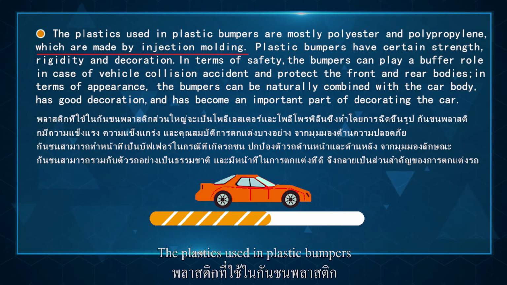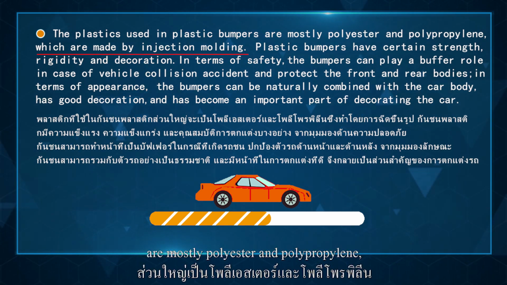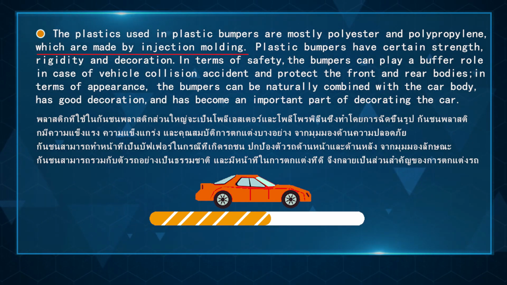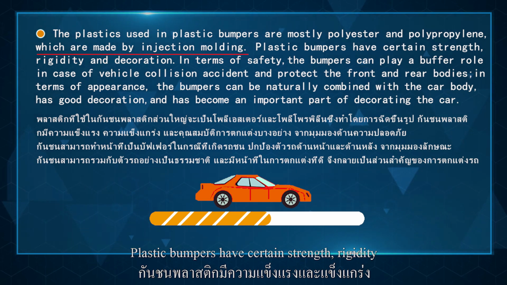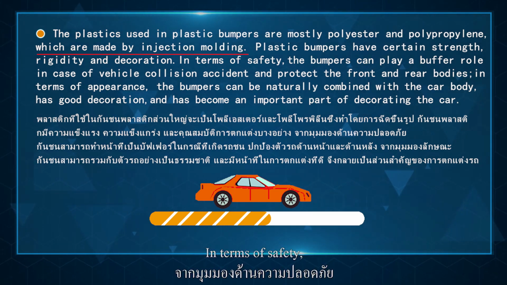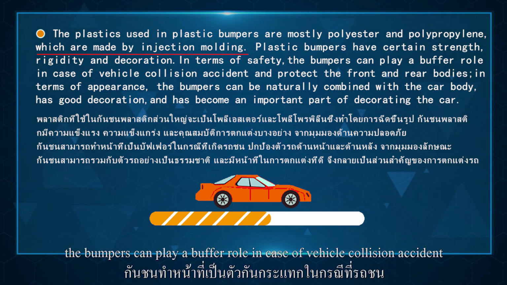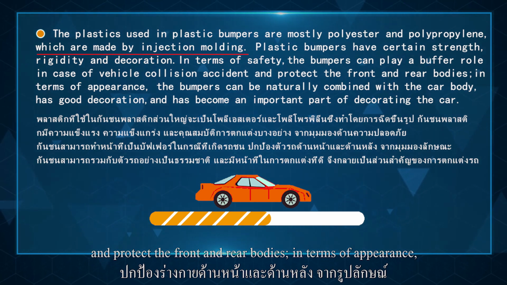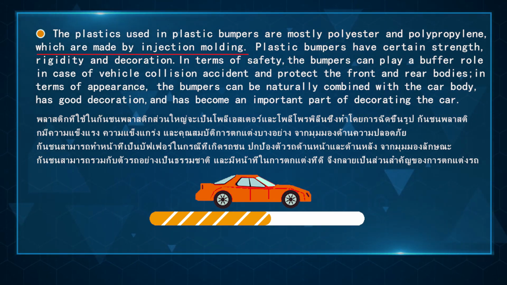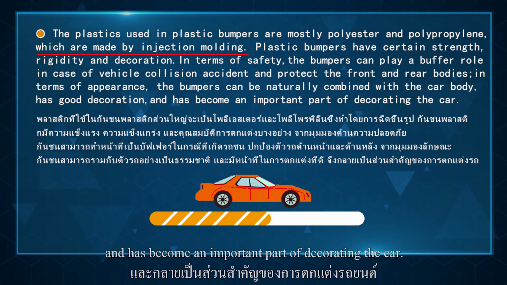The plastics used in plastic bumpers are mostly polyester and polypropylene, which are made by injection molding. Plastic bumpers have certain strength, rigidity, and decoration. In terms of safety, the bumpers can play a buffer role in case of vehicle collision accident and protect the front and rear bodies. In terms of appearance, the bumpers can naturally combine with the car body, has good decoration, and has become an important part of decorating the car.